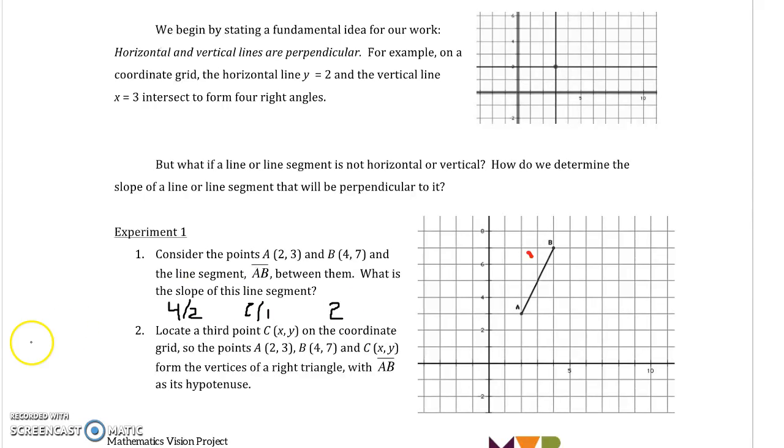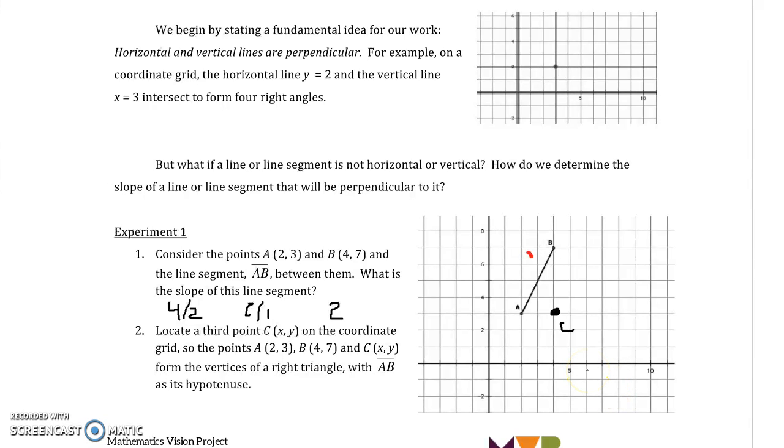Then it says to locate a third point so that the points A, B, and C form a right triangle. So there are two possible places that we could put point C. Okay, we could put point C up here at the point (2, 7), or we can put it down here. And I'm going to put my point C down here, and it's very hard to draw, so you're going to bear with me. And that's at the point (4, 3), and that is point C.